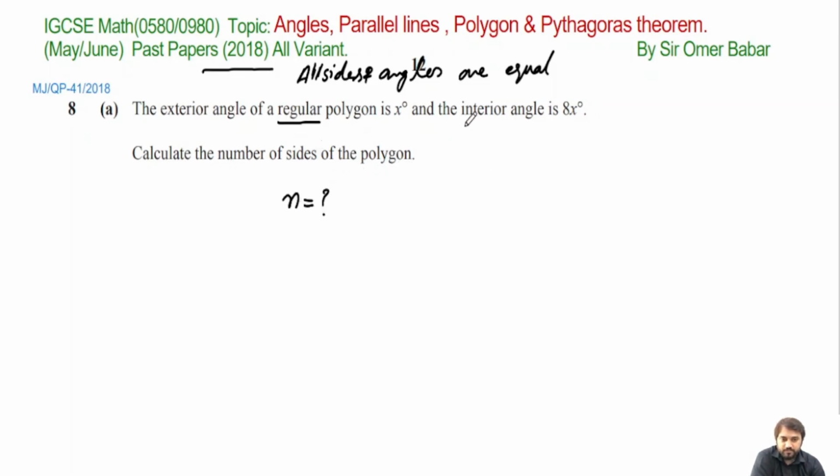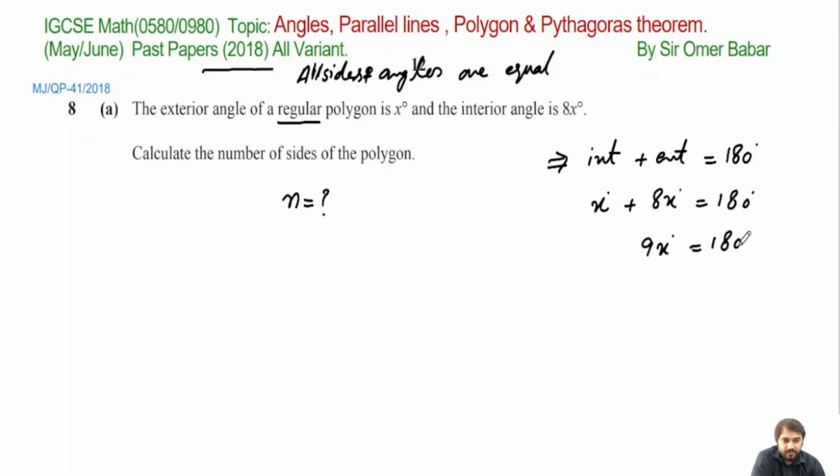How can we solve this problem? We know we have an equation in which one interior and one exterior angle add up to 180 degrees. Now we are going to put the values here. One exterior angle is x degrees and the interior angle is 8x degrees. Because we need x, we are going to solve this equation. We have 9x degrees equal to 180 degrees. After that, the value of x will be 180 divided by 9, that is 20 degrees. So first of all, you need to calculate the value of x.